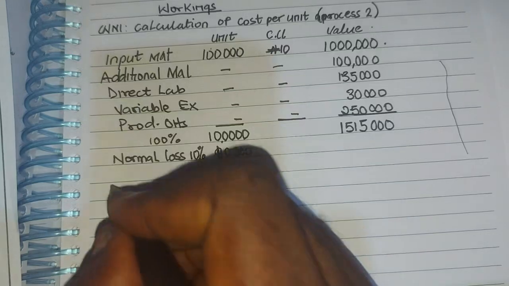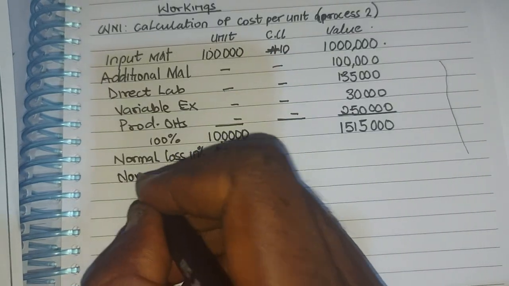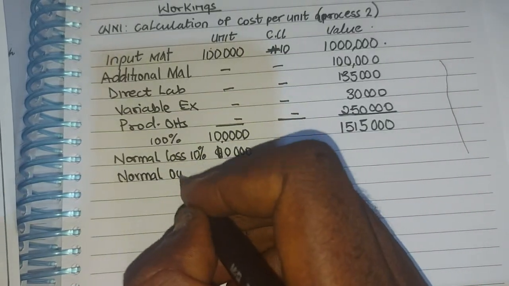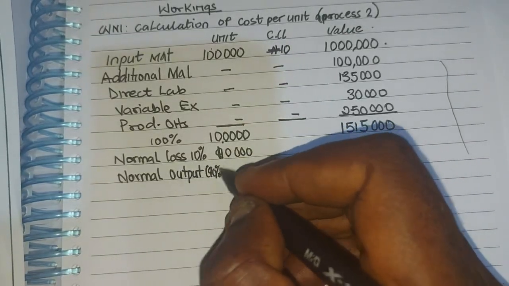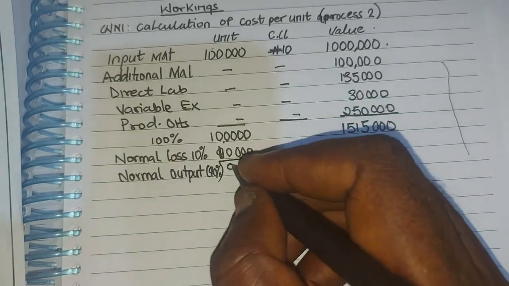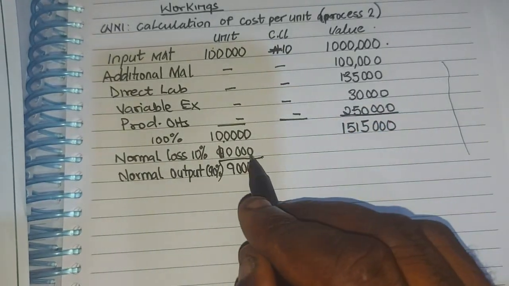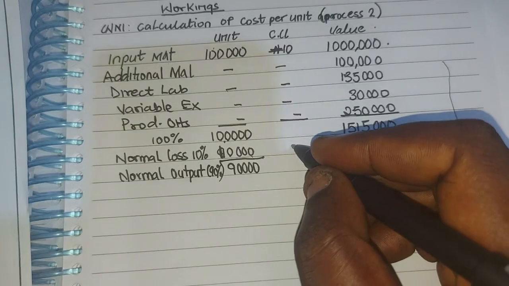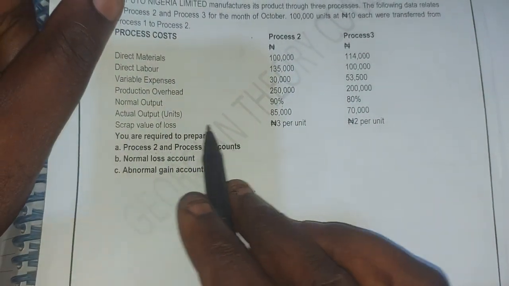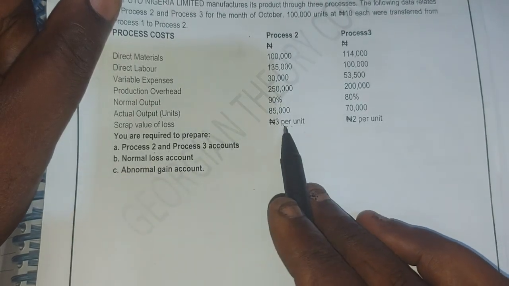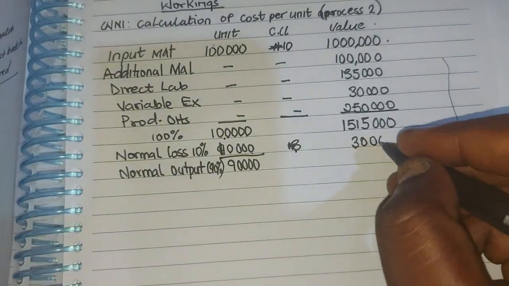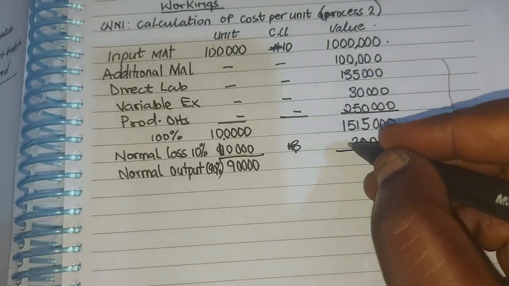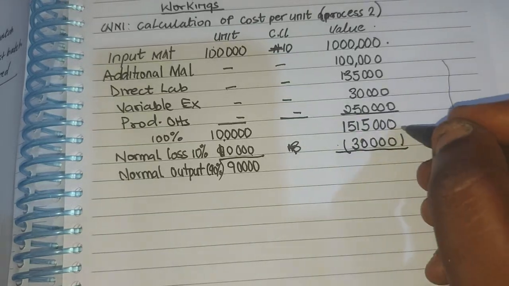Okay, then this gives us the normal output, which is 90%. And when you subtract this, it gives us 90,000, and this is to be sold at a scrap value of 3 naira. That's the normal loss, it is to be sold at a value of 3 naira. And by the time you multiply this, then we have 30,000. And you will use this to reduce the total cost.